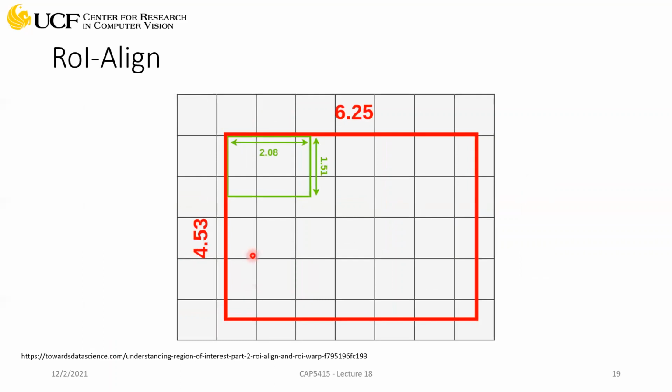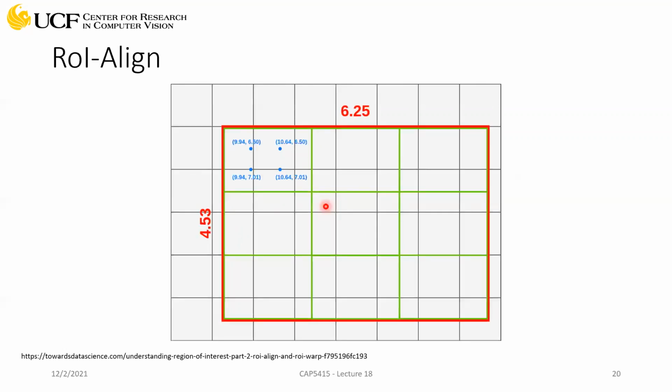Then we can easily find out the height and width of these cells, because we know this is 6.25. You can just divide that by 3, and again you can divide this by 3. So you have the dimensions for these cells, which is also good. Now the next step is, we actually find values for 4 different locations inside each cell.